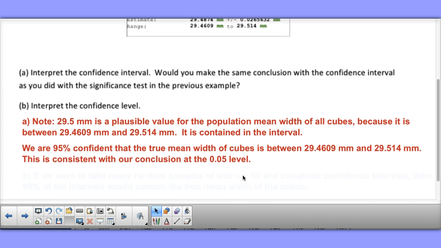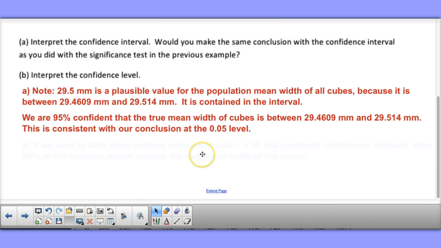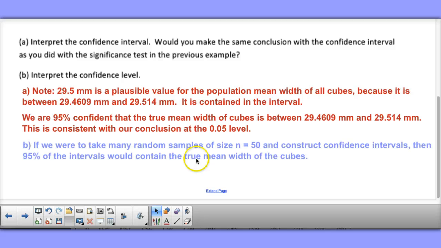And then interpreting the confidence level, just so we don't forget how to do that, if we were to take many random samples of size n equals 50 and construct confidence intervals from those different random samples of size 50, then 95% of those intervals in the long run would contain the true mean width of the cubes.